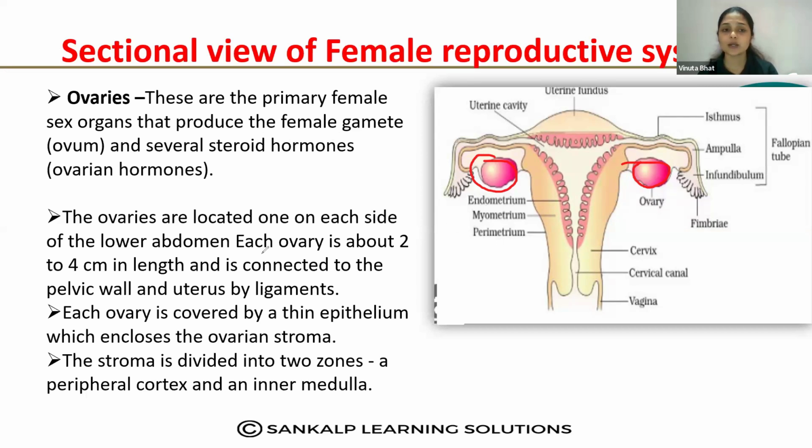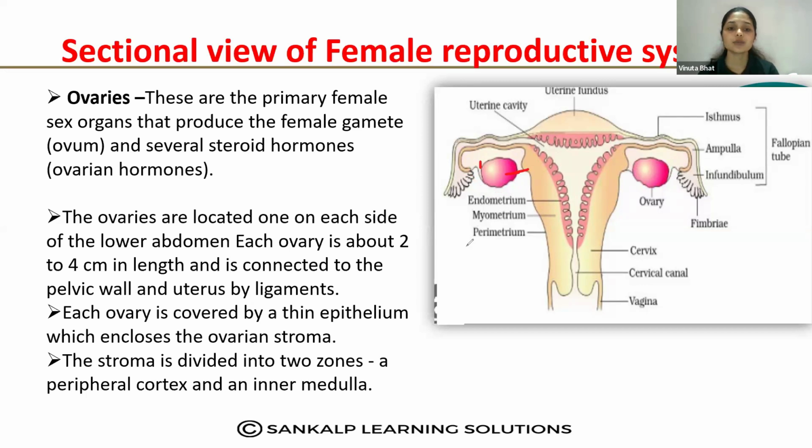So where are these ovaries located? The ovaries are located on either side of the lower abdomen. Each ovary is about 2 to 4 centimeters in length and is connected to the pelvic wall and the uterus by ligaments. Ligaments are the tissues which help in the attachment of the ovary to the pelvic wall and the uterus.